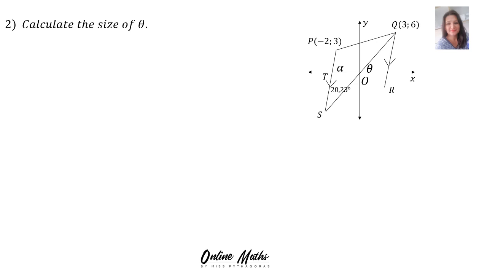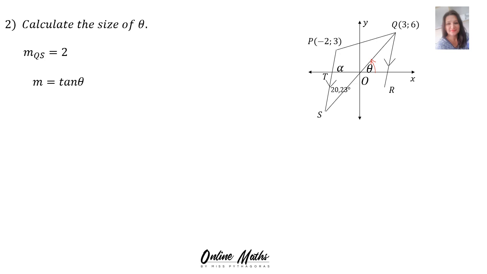Question 2. Calculate the size of theta. Now remember, in the previous sum, we worked out that the gradient of QS is 2. Now when you go to theta, can you see that theta is indeed the inclination of line QS? Remember, the definition for inclination is the angle between the line and the positive x-axis measured in an anti-clockwise direction. So we can work out the size of theta by using the formula for inclination.